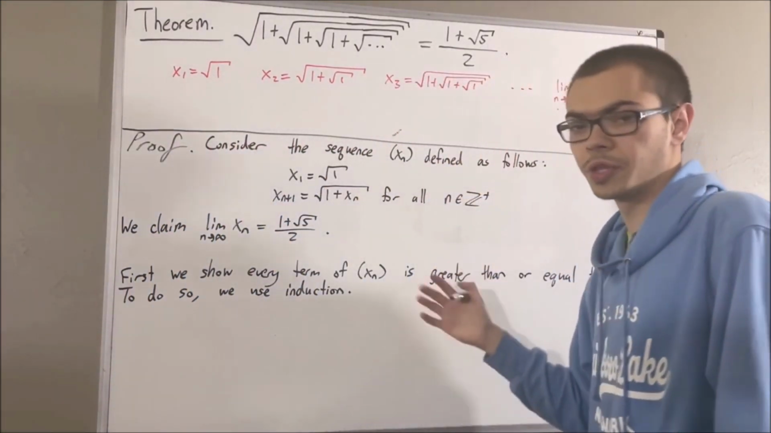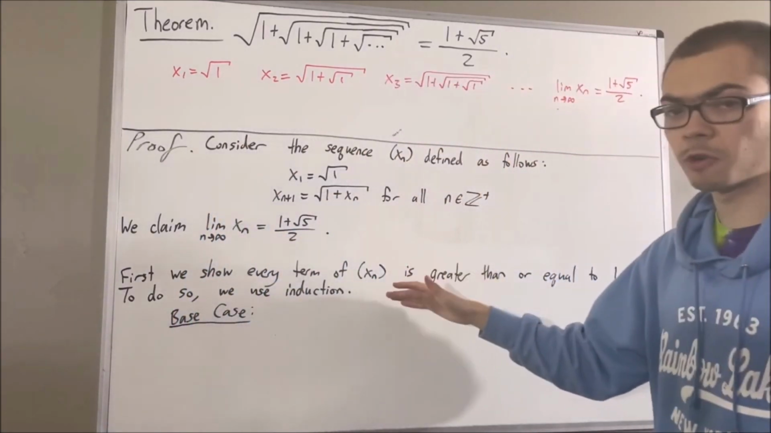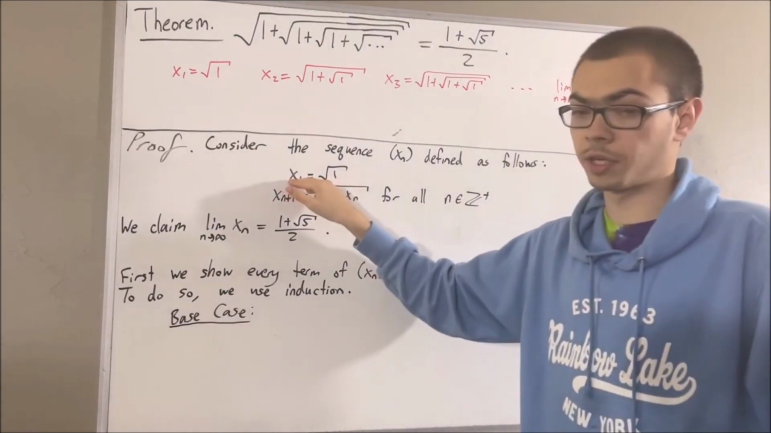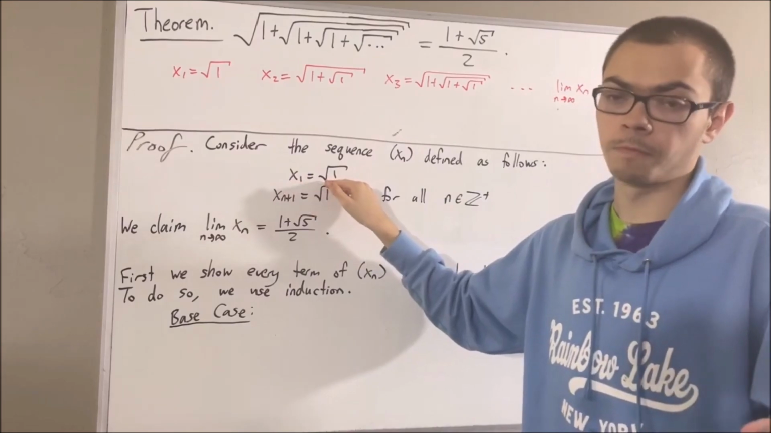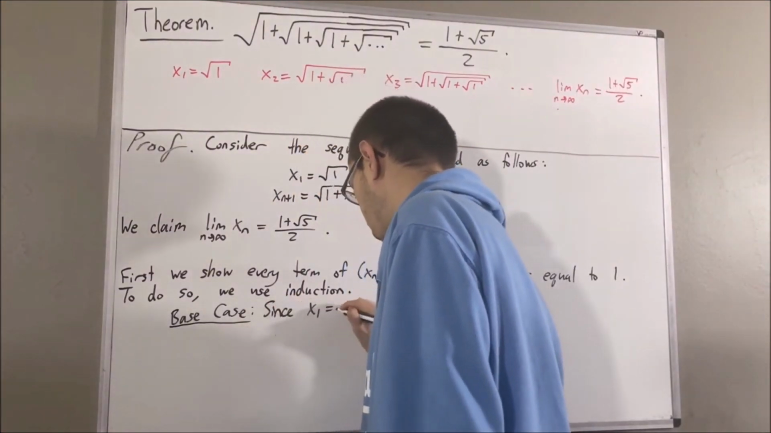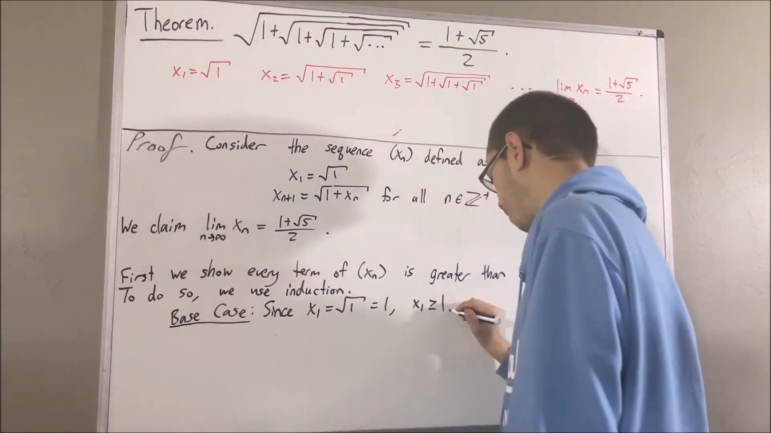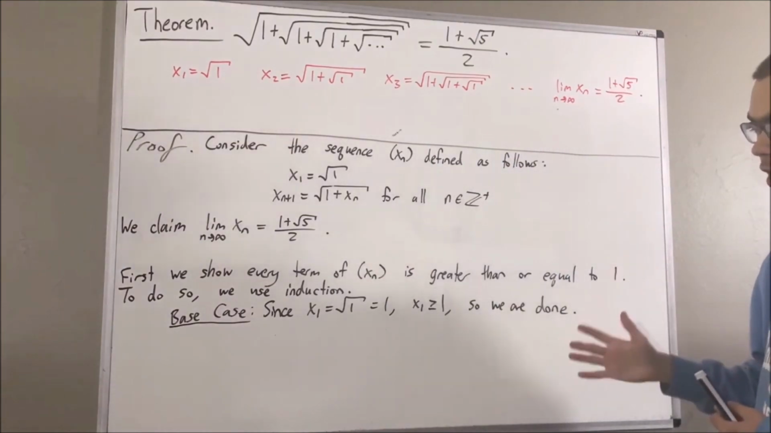And so let's start with the base case. In the base case, we're trying to show that the first term of our sequence is greater than or equal to 1. In other words, we're trying to show that x1 is greater than or equal to 1. Well, x1 is equal to the square root of 1, which is equal to 1. So immediately we have x1 is greater than or equal to 1. So we're done. This completes the base case. Now let's move on to the induction step.